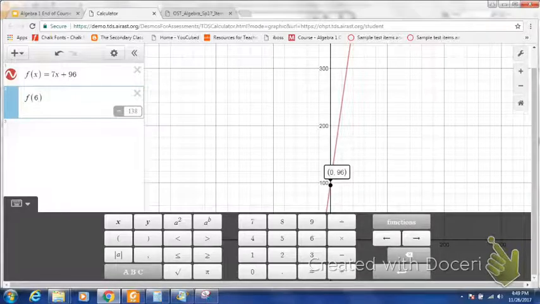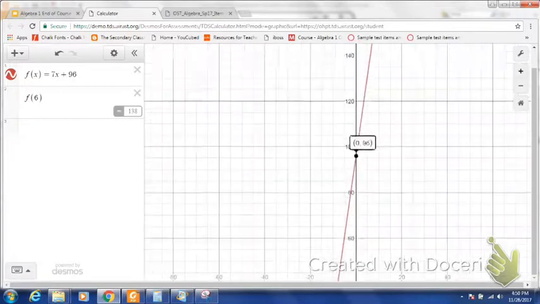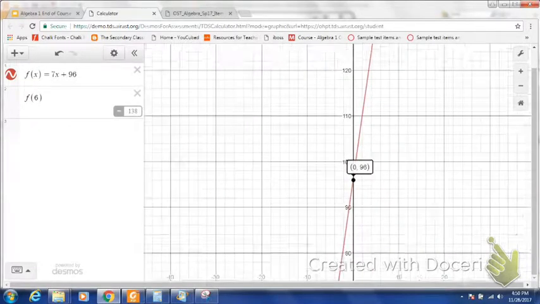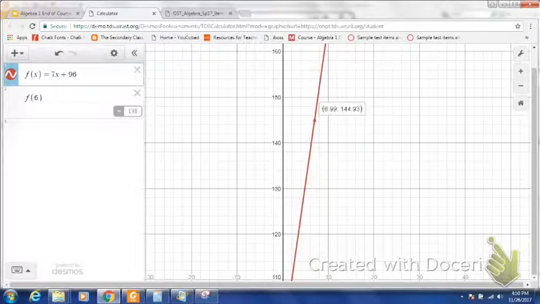Or you can click on our graph here and we can zoom in, and we're looking for what is the x when the f of x is 145. So about here. Oh, no, about here. And just kind of get it up there. Look, when x is 7, then f of x is 145. So that is the answer for that last box. 7 times 7 plus 96 is 145. So that is one way you can do it.